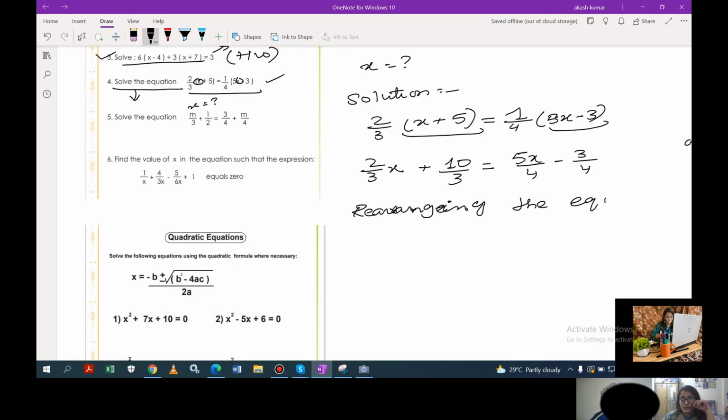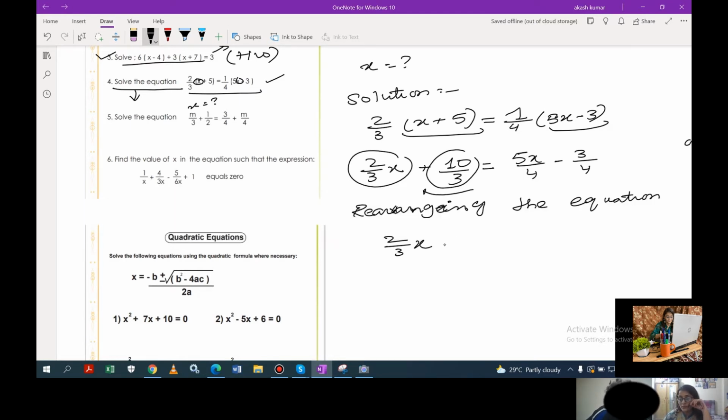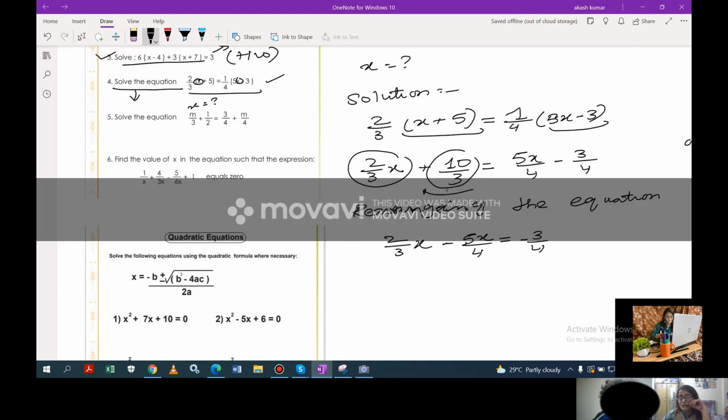Rearranging the equation. We have to take the x coefficients to one side and the constant coefficients to the other side. So 2 over 3x, if we take 5x over 4 to this side of the equation, it will be minus 5x over 4, right? And then we have the equals sign, minus 3 over 4. If we take plus 10 over 3 to this side of the equation, it will be minus 10 over 3, right?